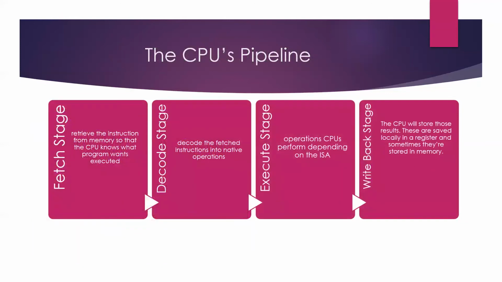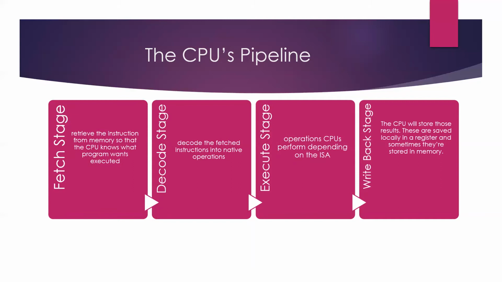The CPU's pipeline. What is a CPU's pipeline? A pipeline is very similar to an assembly line. The more stages are added, the less is done in each individual stage. The more pipeline stages, the faster each stage can run, and the more stages are being done in parallel. The CPU's pipeline consists of 4 stages.